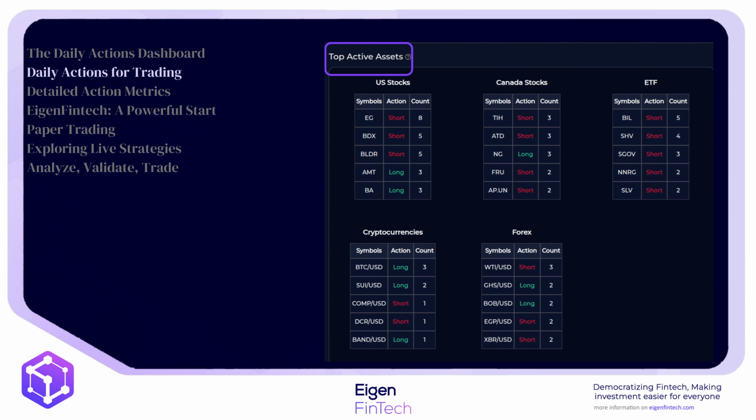The third section is Top Active Assets. This is where Eigenfintech helps you pinpoint specific opportunities for the day. Based on our analysis, this area highlights assets that are showing significant activity or trading interest. For each asset listed, you'll see its symbol, the suggested action, either long or short, and a count. This count is a metric that indicates the level of activity or the strength of the signal for that asset. It's a quick way to see which assets are most noteworthy at the start of your day.